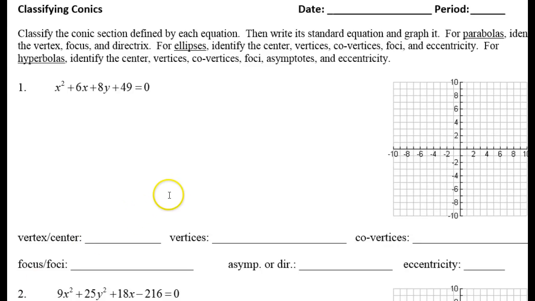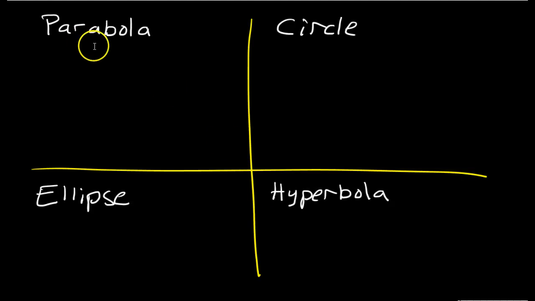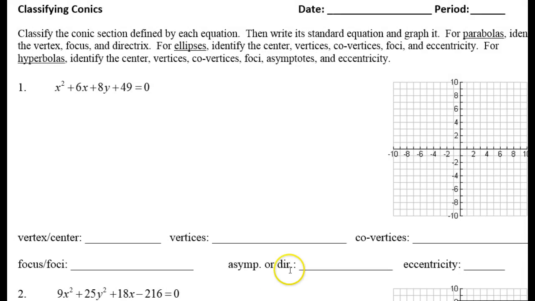This video is basically a review of the 4 conic sections that we've worked on so far. We've talked about parabolas, circles, ellipses, and hyperbolas. And so the first step will be that you will have to decide which of the 4 conic sections we're looking at, and then we'll go on to write the standard form equations and graph them.